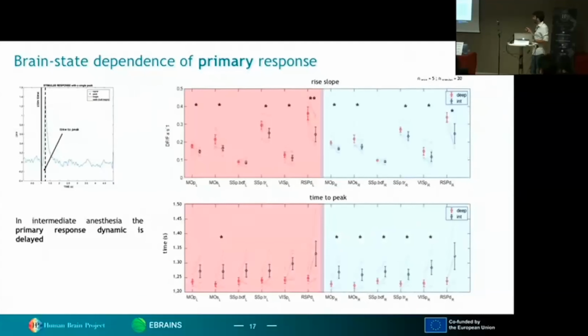On the other hand, there is a significant difference in the dynamics of the primary response. The rising slope is decreased, and accordingly, the time to peak is increased during intermediate anesthesia. We imagine that this is because when a stimulus impinges on a network with more background activity, it probably needs more time to reach its full representation in the cortex.